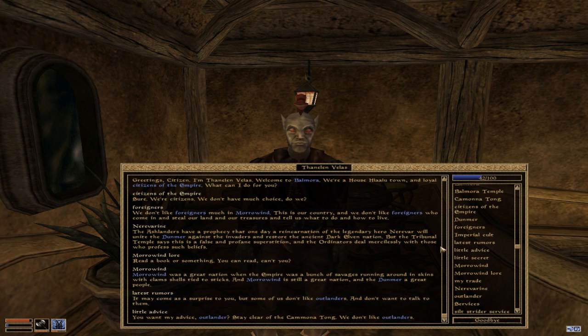Latest advice. You want my advice, Outlander? Stay clear of the Commonotong. We don't like Outlanders. I see. You don't need to repeat with each sentence that you don't like Outlanders. I understand that you don't like them.